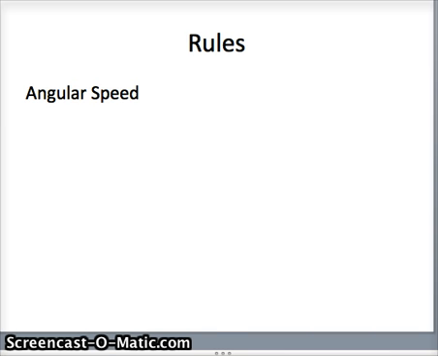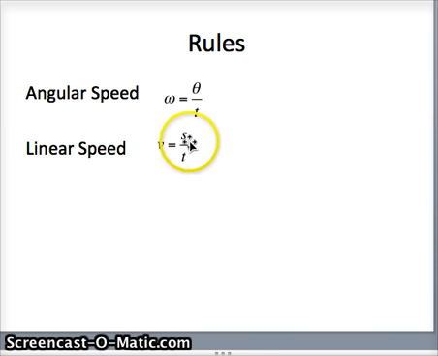So what are our rules here? What's our notation? How do we put all this together? What do we know? We have our angular speed is theta divided by t, number of radians divided by time. Our linear speed is what? We said our linear speed is distance divided by time. Now how can we equate these two ideas?